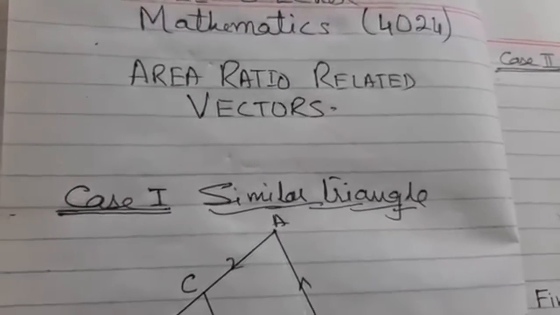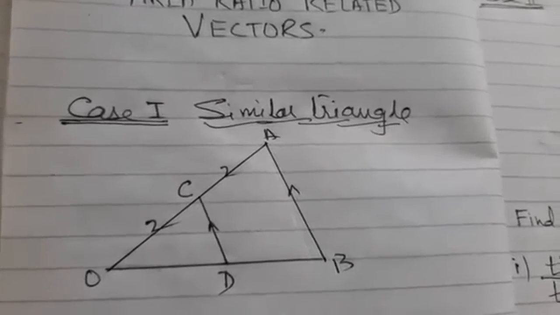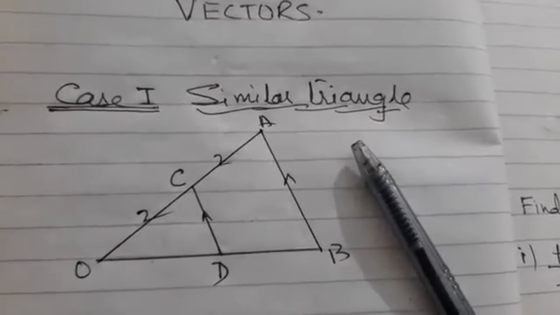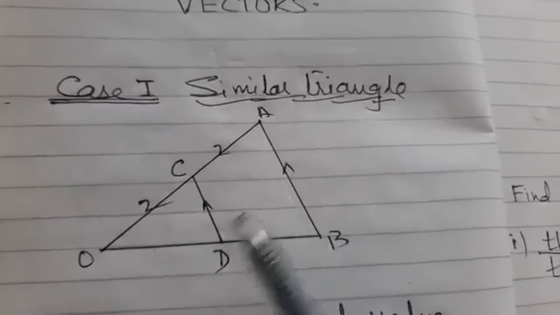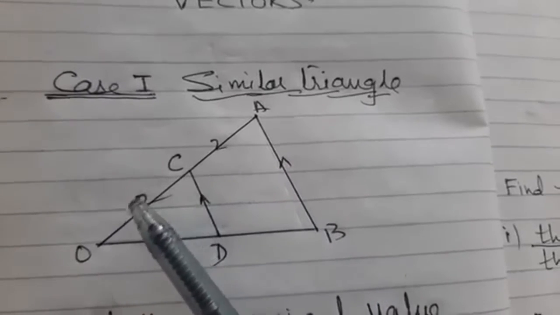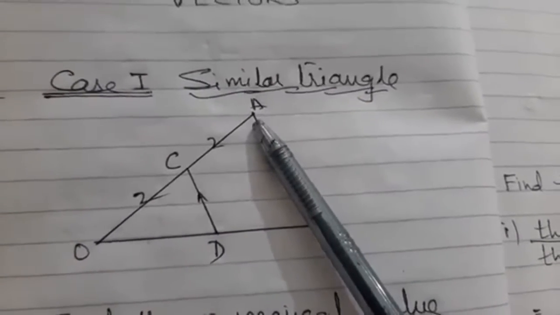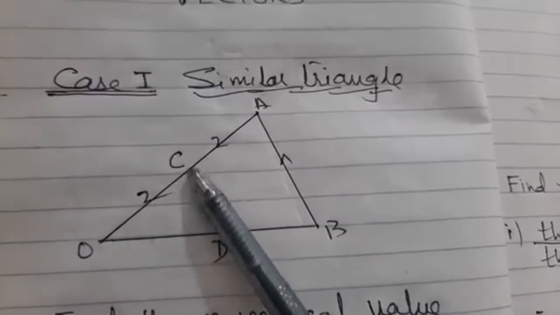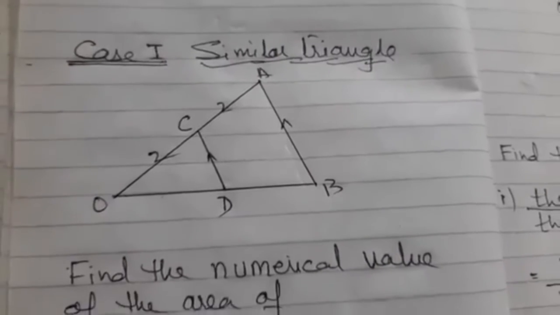There are three cases we consider in the area ratio related questions. Number one case is related to similar triangles. For example, this is the figure given to you, and you know the ratio of corresponding sides. You know the meaning of corresponding side. OC and OA are corresponding sides for the triangles OCD and OAB, right? So this is case number one.